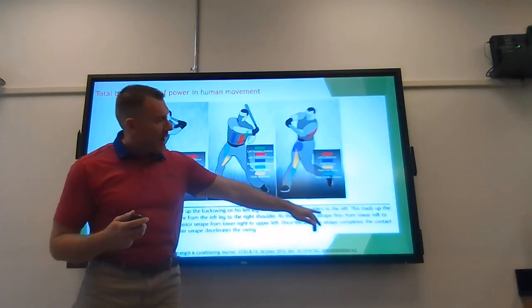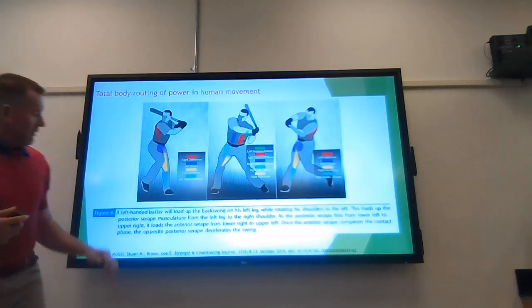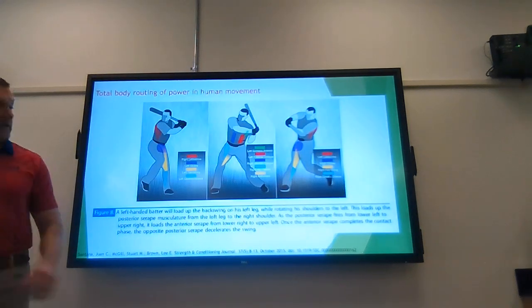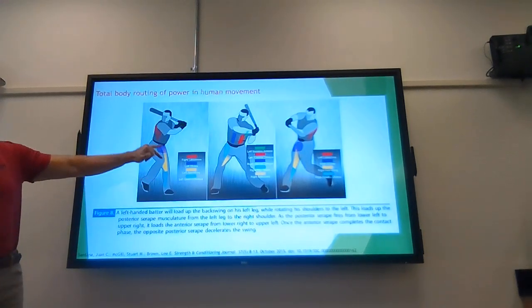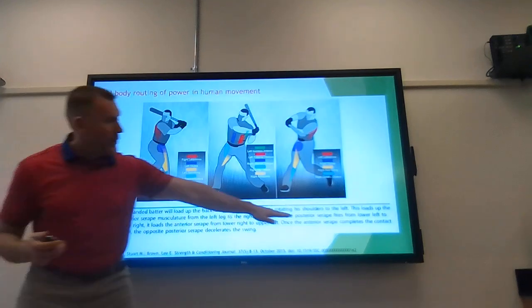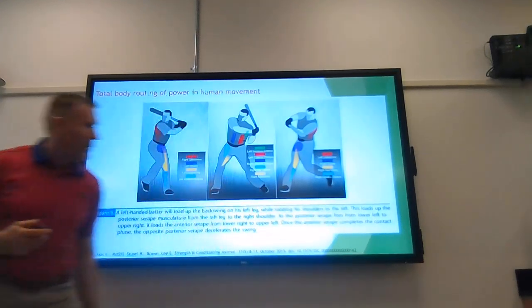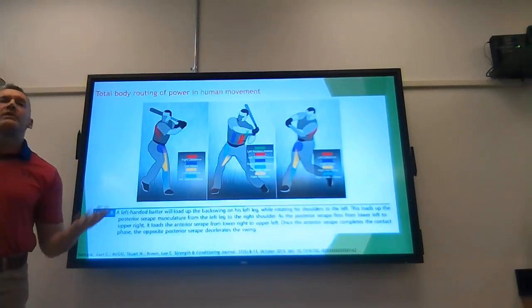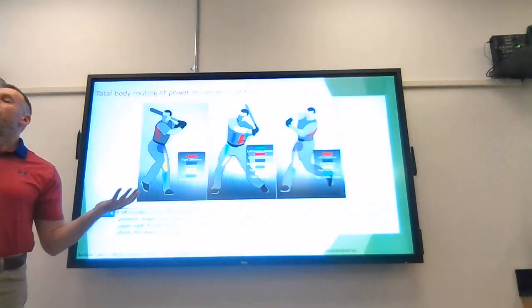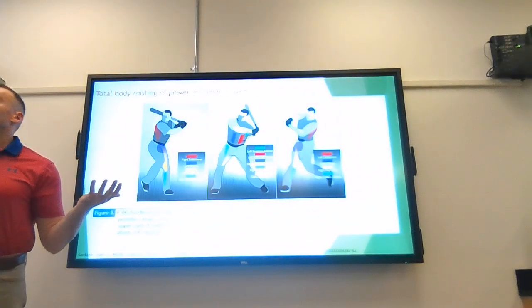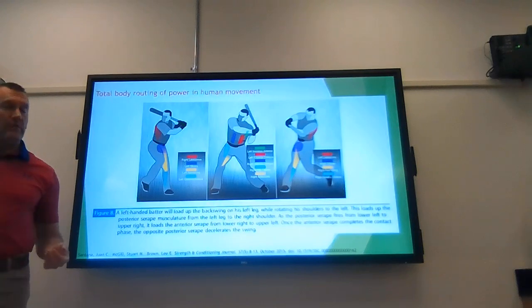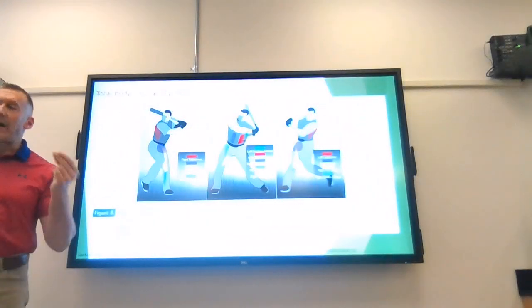As the posterior serape fires from lower left to upper right, what does it mean, fires? What are we talking about? Muscle activation, right? The nervous system fires up a muscle.